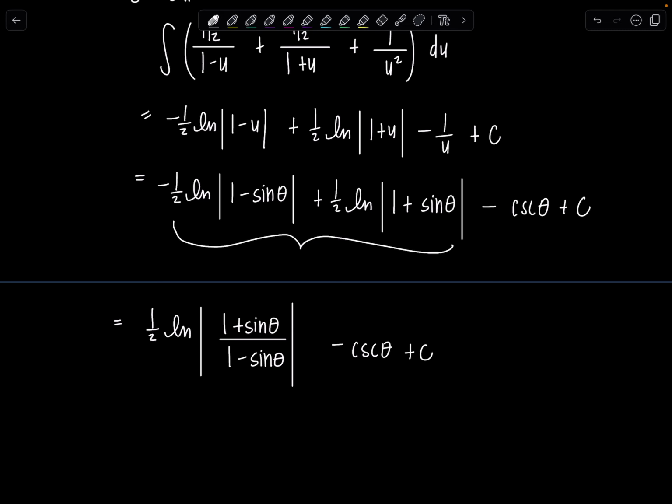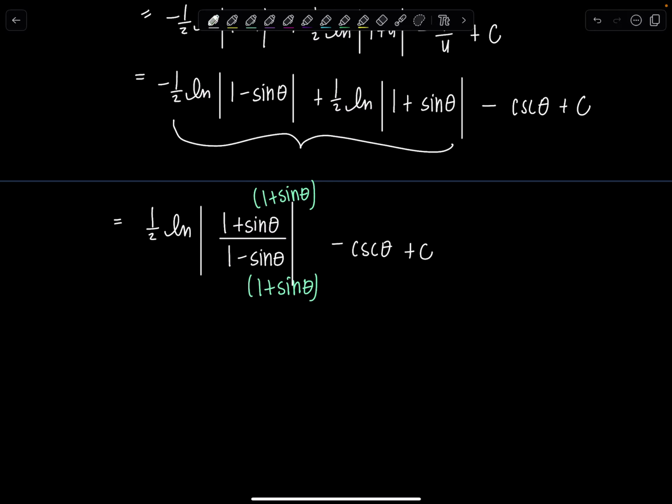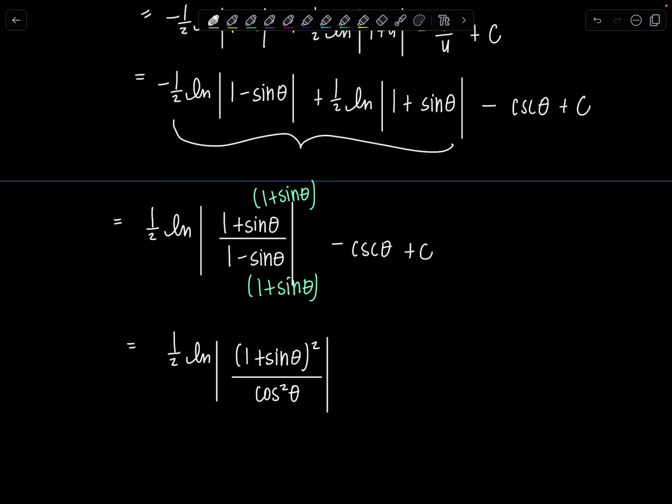Let's multiply top and bottom by the conjugate of the denominator. So I'm multiplying by 1 plus sine theta, top and bottom. And you'll see why things are going to clean up beautifully. I did this in a recent integral. So we've got 1/2 ln absolute value. This is going to be 1 plus sine theta squared over 1 minus sine theta times 1 plus sine theta, 1 minus sine squared theta. But that's our good friend, cosine squared theta, minus cosecant theta plus c.